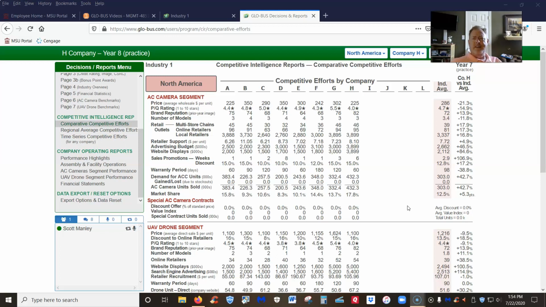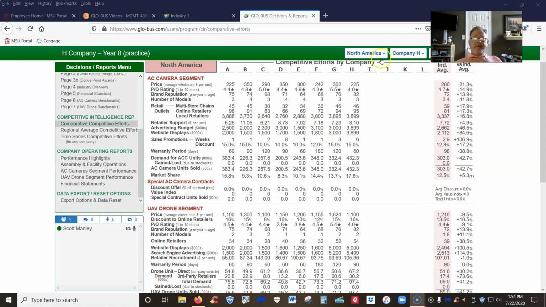If I look at the industry average, I see that the industry average is 4.7 stars and the industry average price is $286. However, when I look at the competitive efforts by company, I see that no one is at that 4.7 stars, okay? And I think if I come in at 4.7 and 286, I can probably be pretty competitive. Now, I'm not actually going to come in at exactly 286. I'll show you more about that in a bit, okay?